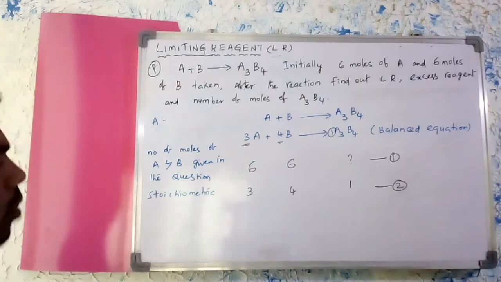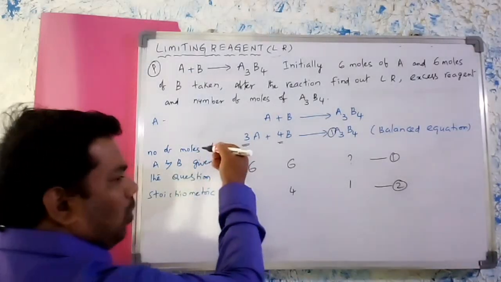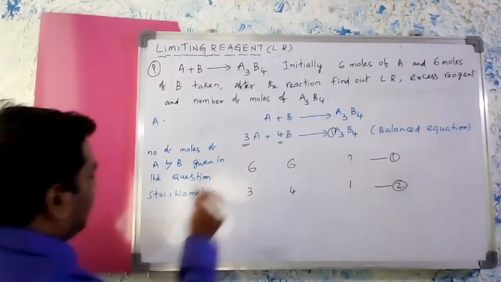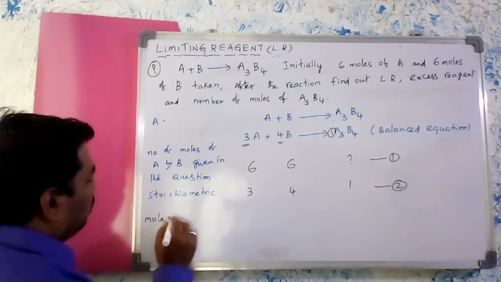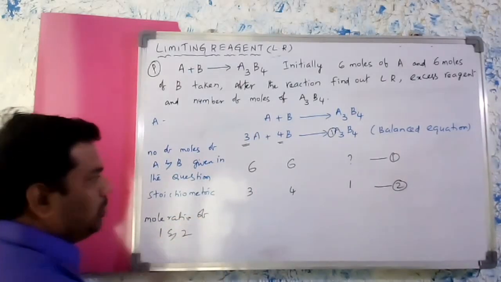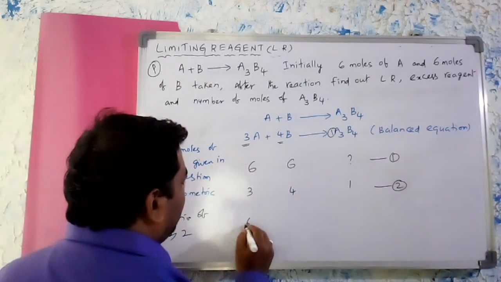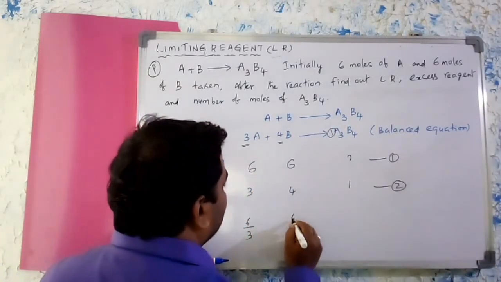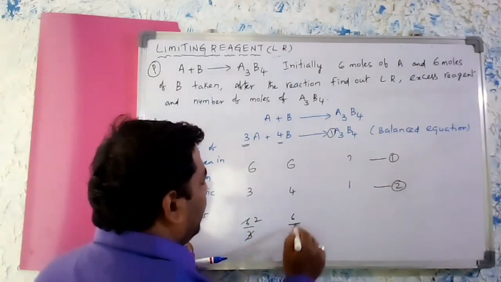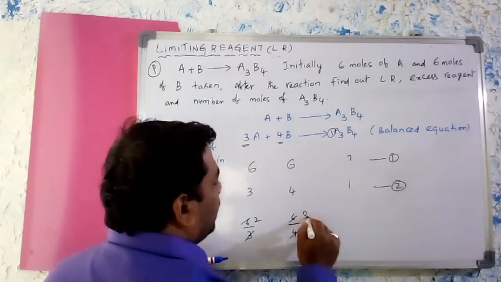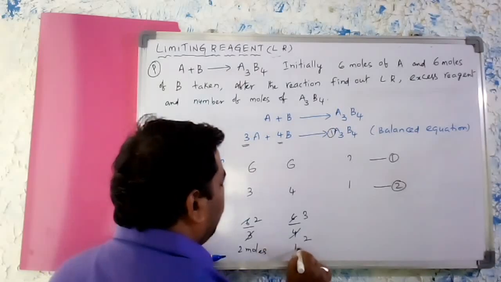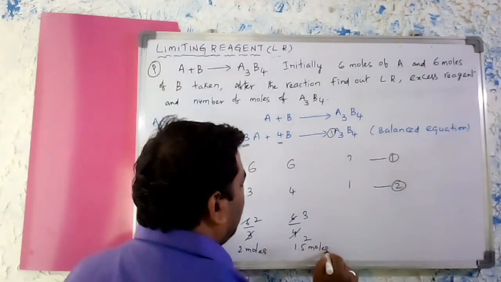So take the mole ratio, the number of moles divided by the coefficient. So here it is 6/3 and 6/4. So 3 twos are 6, and 4 1.5s are 6. So here 2 moles for A and 1.5 moles for B.